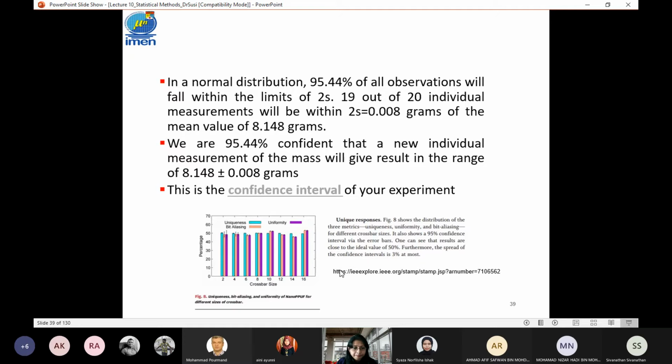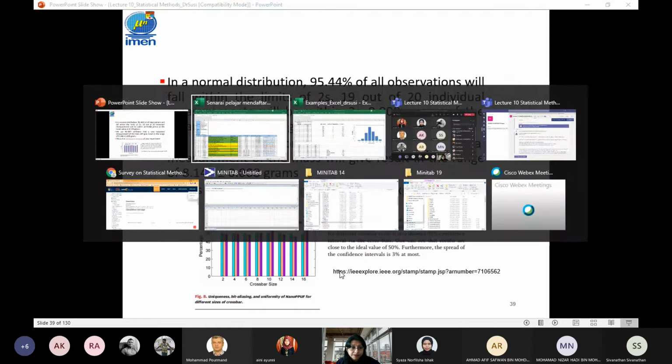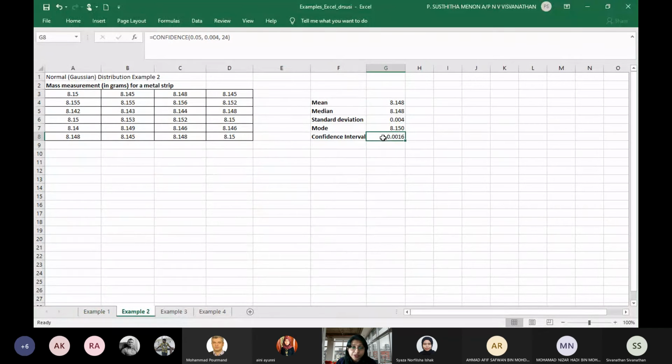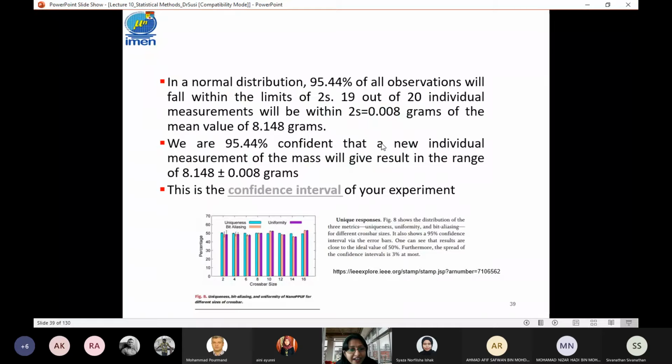Okay, and if I go back to Excel, Excel can actually give you this confidence interval. So you have the measurement just now for the metal strip. You can calculate the mean, median, the standard deviation, the mode, and also the confidence interval, which is 0.0016. This is at 2 sigma. Okay, clear? Clear, guys, girls? Yes, yes, doctor. Okay, all right, let's move on.